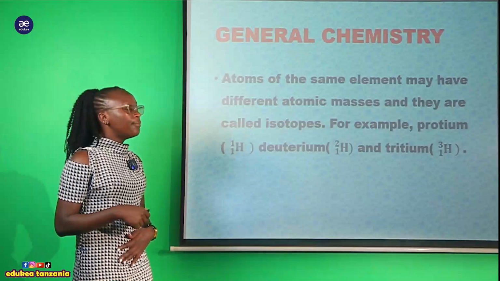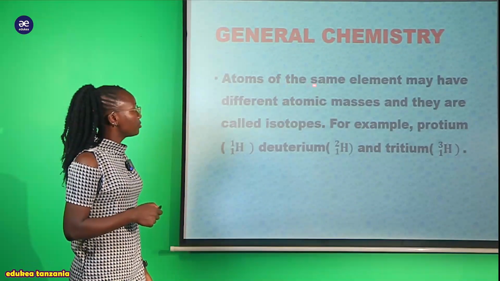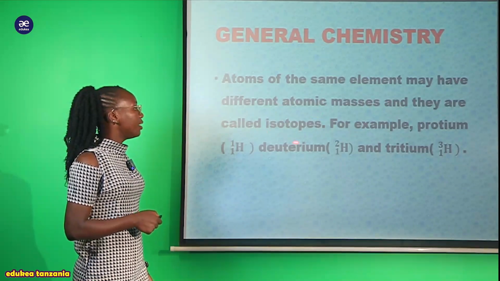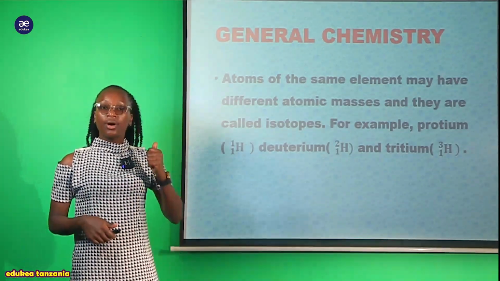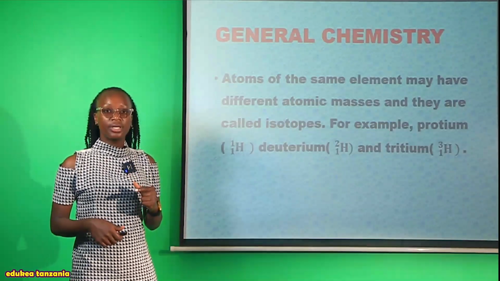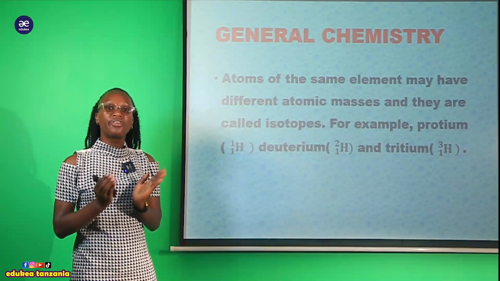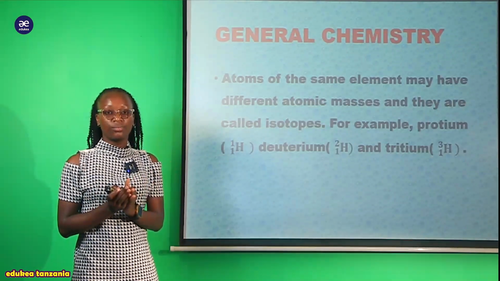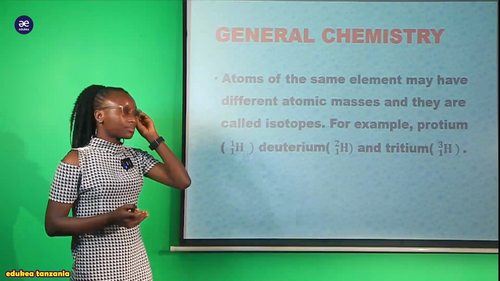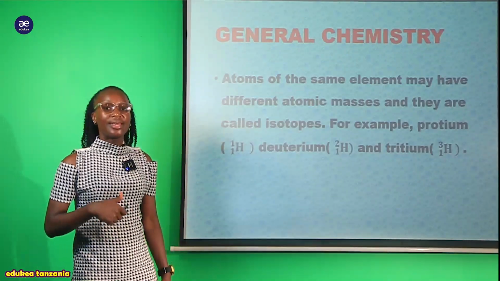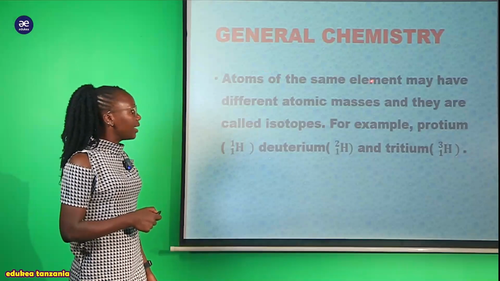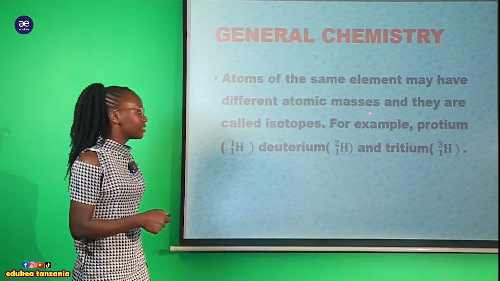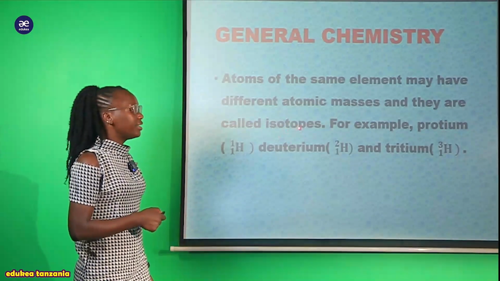But also another modern one is that the atoms of the same element may have different atomic masses, and they are called isotopes. When you go back to the earlier assumption, we saw that it said they are all the same, and there is that resembling that occurs in atoms of the element. But when we come to the modern one, Dalton said that atoms of the same element may have different atomic masses, and they are called isotopes.